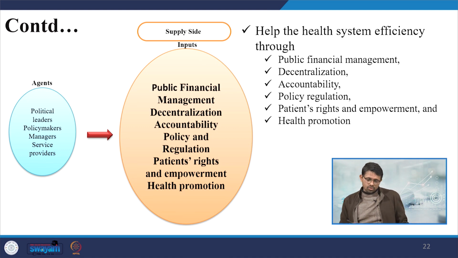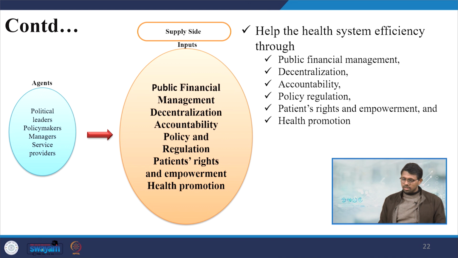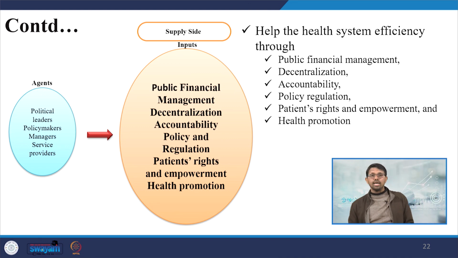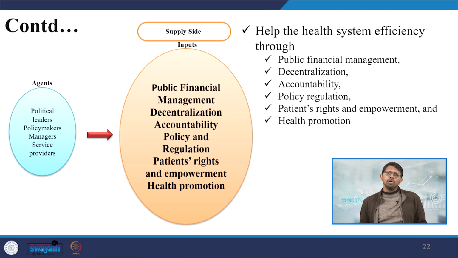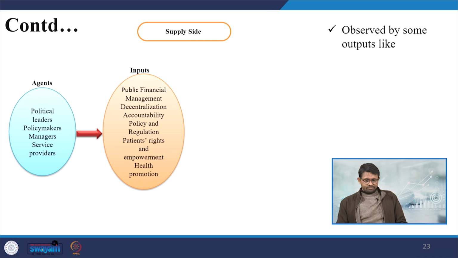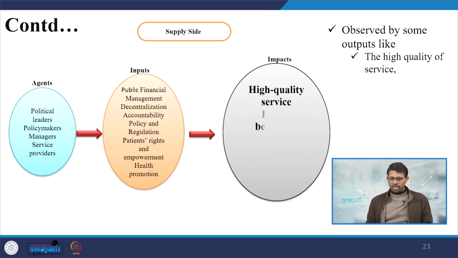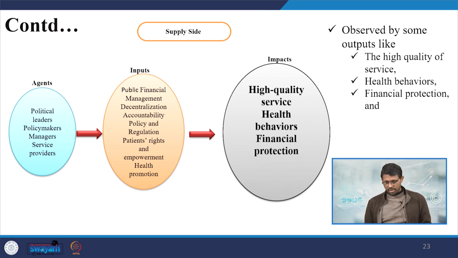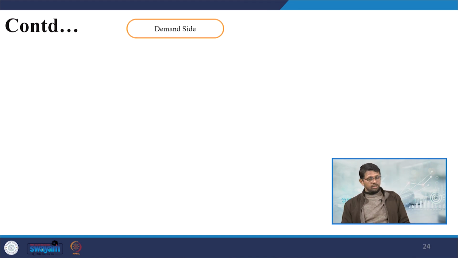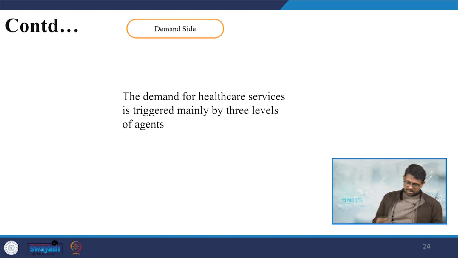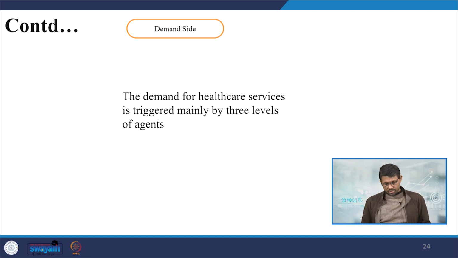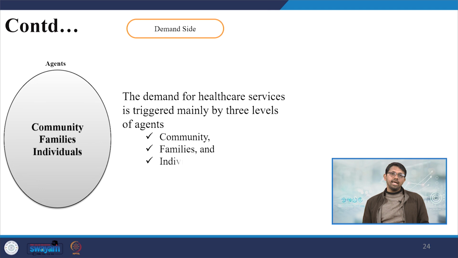Okay. So, hence we need to discuss public financing management, decentralization, accountability, public regulations, patient rights, empowerment and health promotion. So, this leads to major impacts such as better quality, health behavior, financial protection, and motivation of the health workers. Okay. On the demand front, the demand for health services is triggered mainly by three levels of agents: community, family, and individuals.